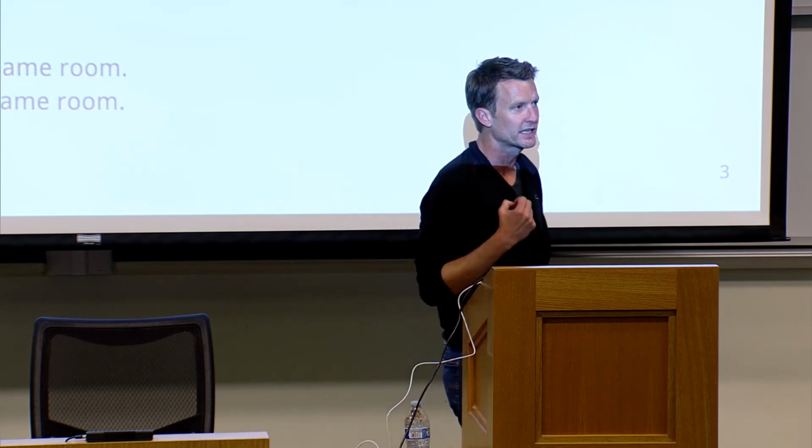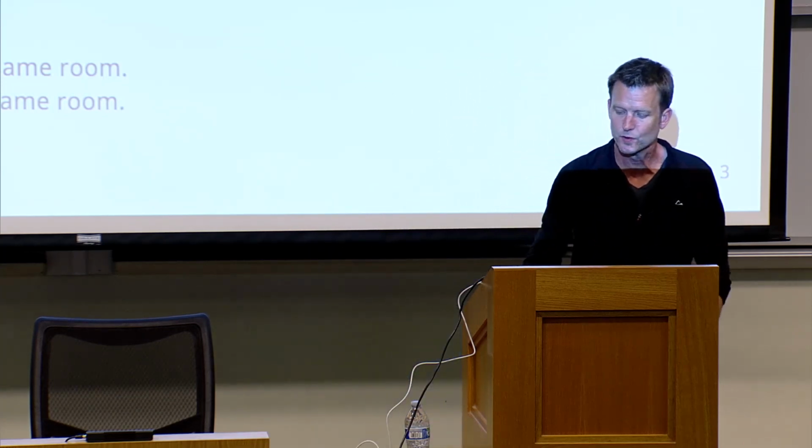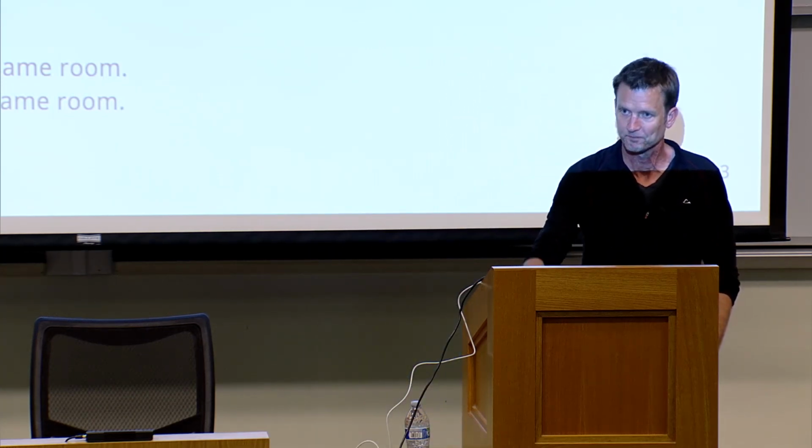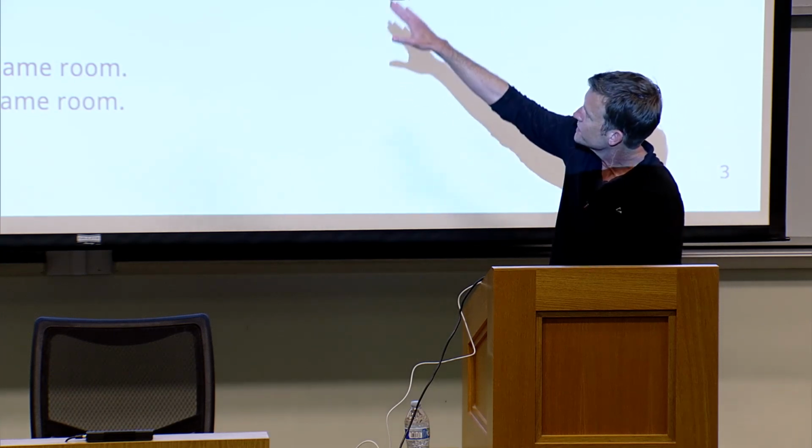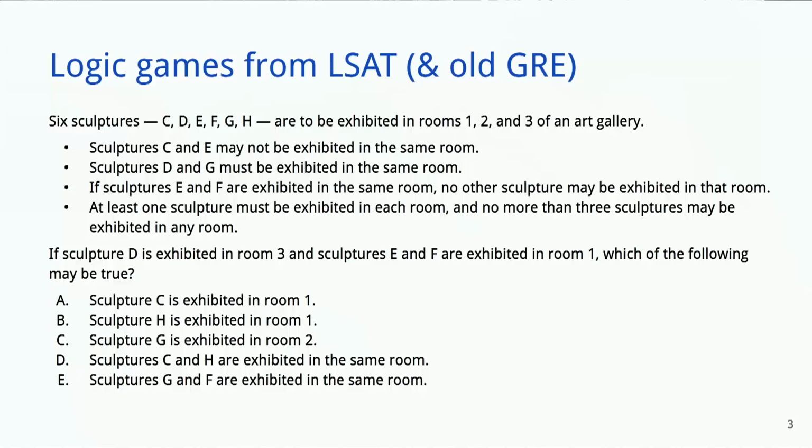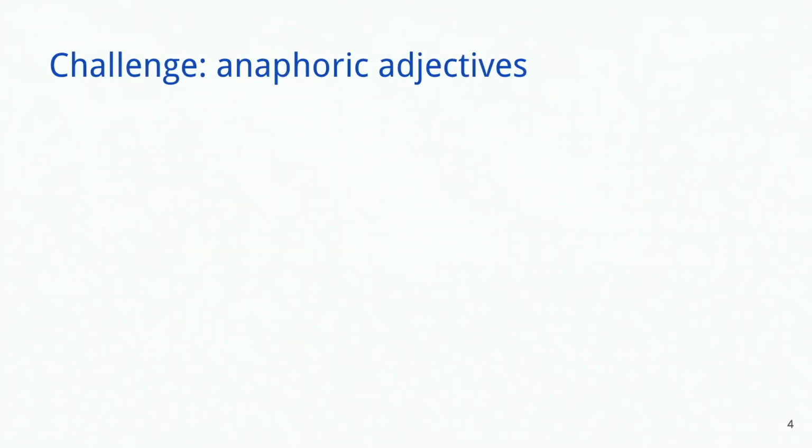And to illustrate this, I want to take a close look at just a few specific challenges that might arise. So our challenge is to build a system that can translate these words into formulas of first-order logic. One challenge is that many words have semantic idiosyncrasies. So an example is the word same. So consider this sentence: sculptures D and G must be exhibited in the same room.